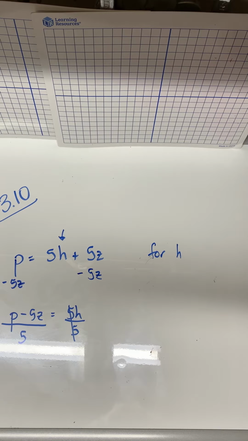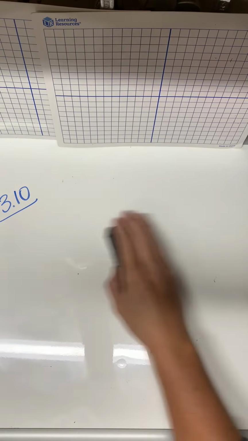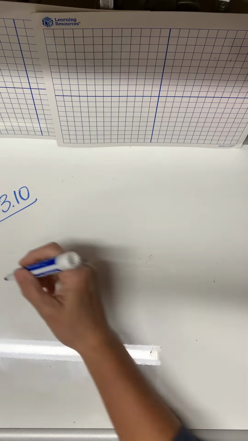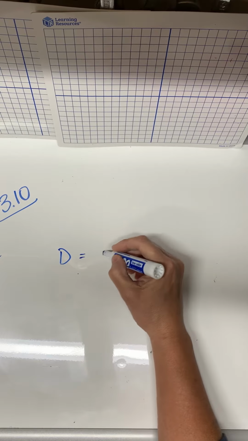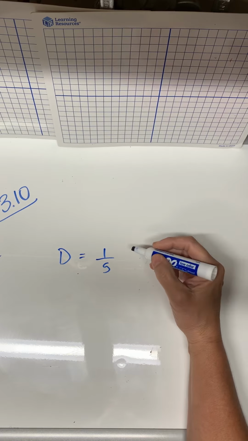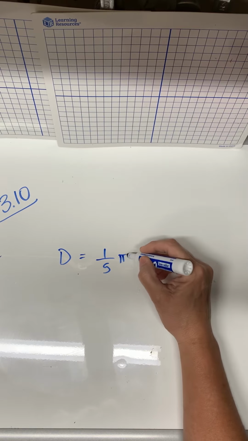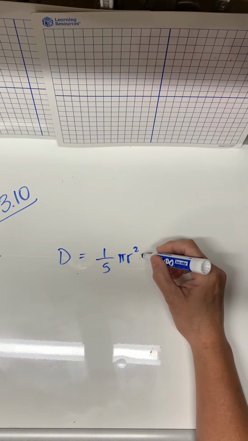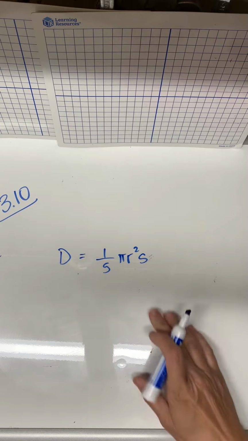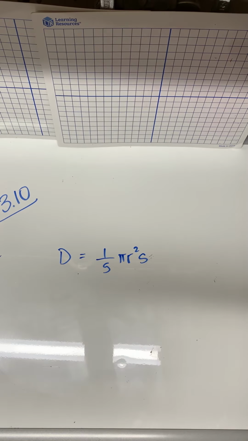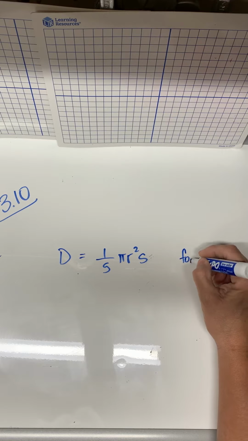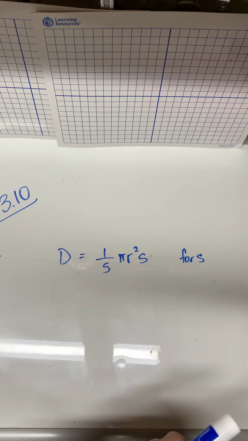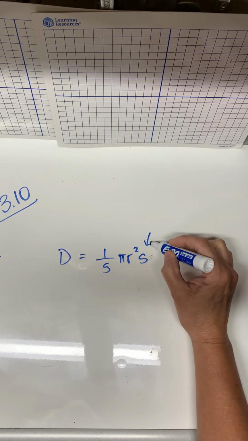Okay, let's take a look at a more difficult one. Let's look at number 6. So 6 says capital D equals 1/5 pi r squared s. Okay, and I hate when they use s's and 5's in the same thing, but I'll try to keep them looking like they're supposed to. So we're trying to solve this for s. So s is what I need to isolate, which is right here.